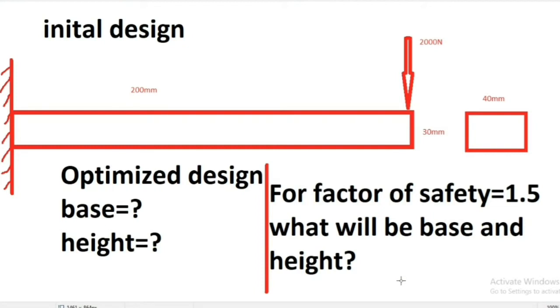In this optimization analysis, what we have to do is optimize the design for different base and height. That means for different cross-sectional areas of the beam, and we can also get the base and height for a specific factor of safety. As per your interest, you can select the base and height from your optimized design, or you can even target your factor of safety and get the required geometry for that target. In this video I'm going to show you how to do this optimization analysis step by step. Keep watching.